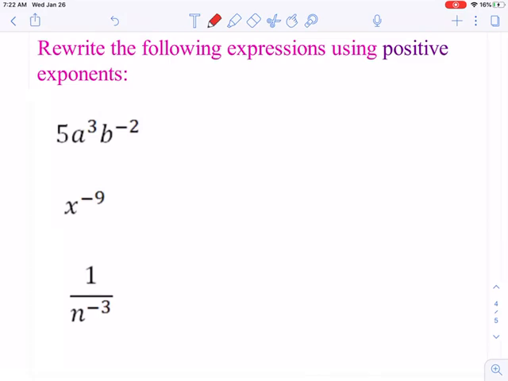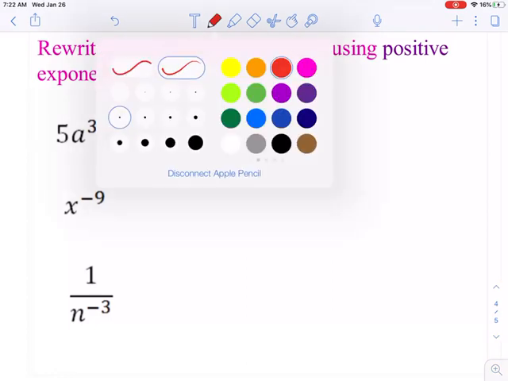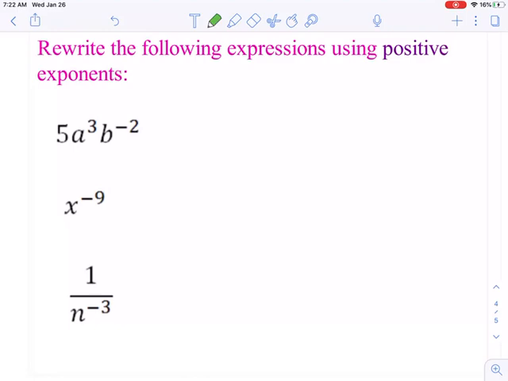It says rewrite the following expressions using positive exponents, or it could have just said simplify here. So how I attack this is I go through and I look at each term and I think about, do they have a negative exponent or not? So the first term I see is 5, right? It doesn't show that 5 has an exponent, but we know there's an imaginary 1 there, right? 5 to the first. So that has a positive exponent, that's fine. That gets to stay. A to the third, that's fine. That's a positive exponent. But notice B has a negative exponent, so that's no good. We have to make it positive.